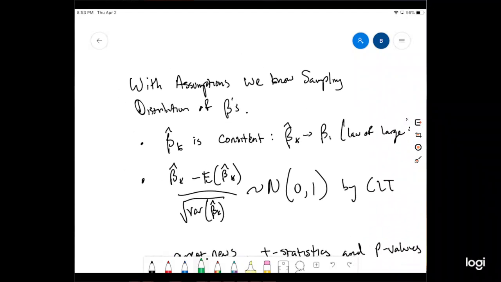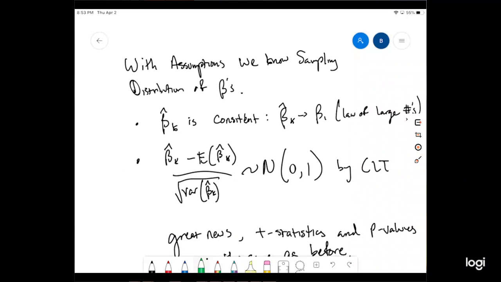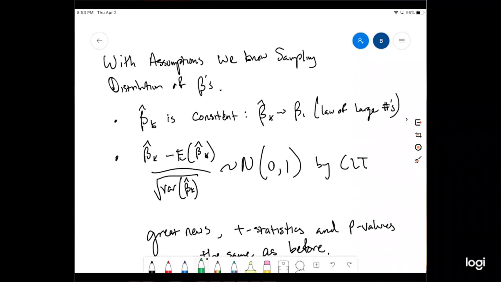Okay, why are these assumptions important? With these assumptions, we know the sampling distributions of the betas. If all of these assumptions hold, we know that each beta k hat is consistent, and what that means is that beta hat k is going to converge in probability to the true population value as the sample size grows. So we are going to get nice estimates of our betas if all those assumptions hold.